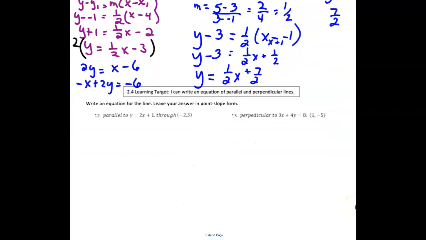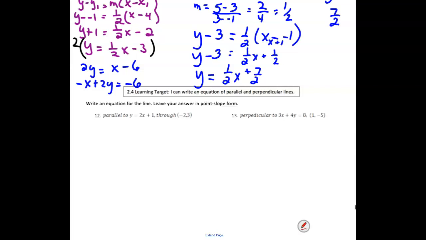All right. Our next couple questions deal with the ideas of parallel and perpendicular lines. What do we remember about parallel lines? They have the same slope, but different y-intercepts. Perpendicular lines? Opposite and reciprocal. So opposite sign, one's positive, one's negative. The number parts of it are reciprocals of each other.